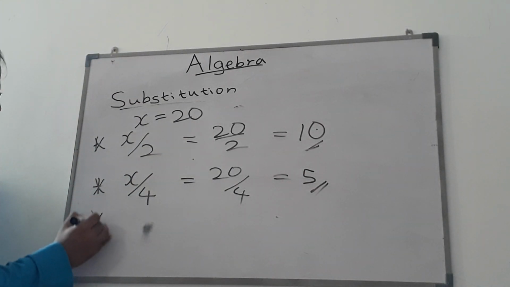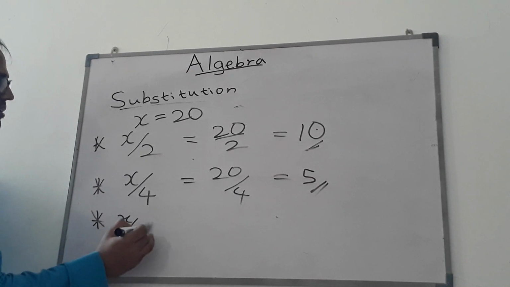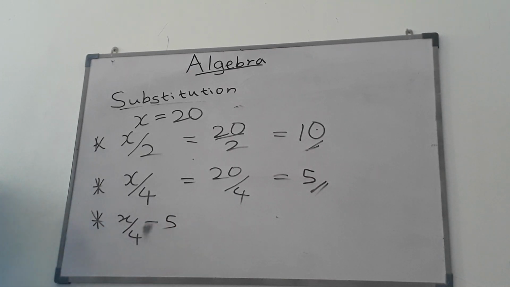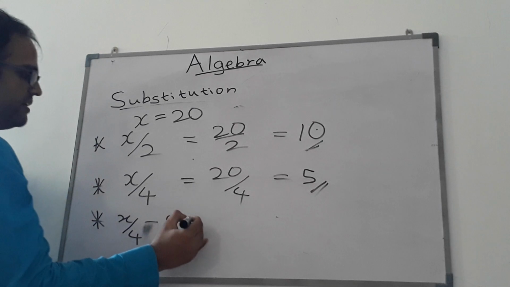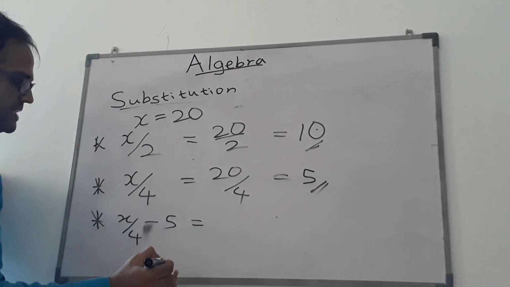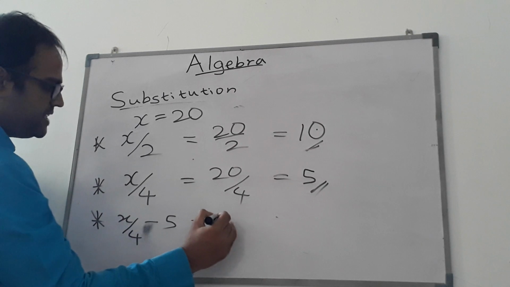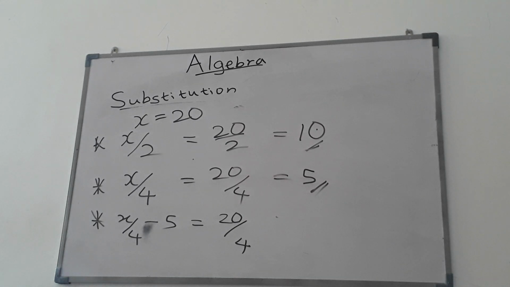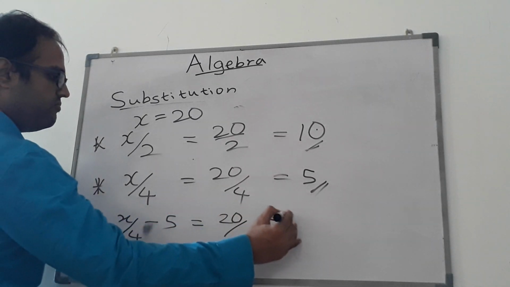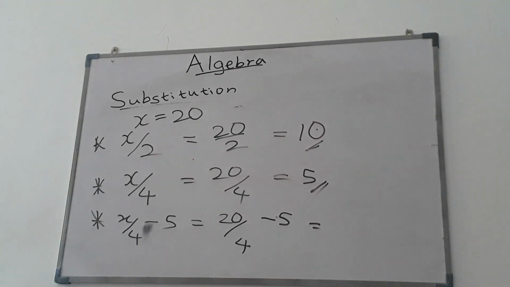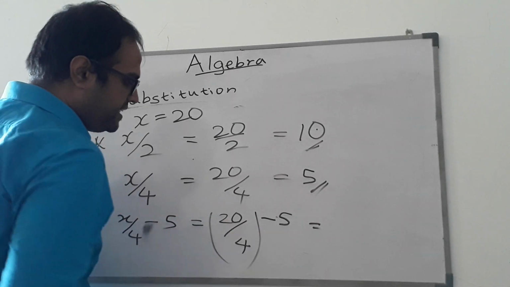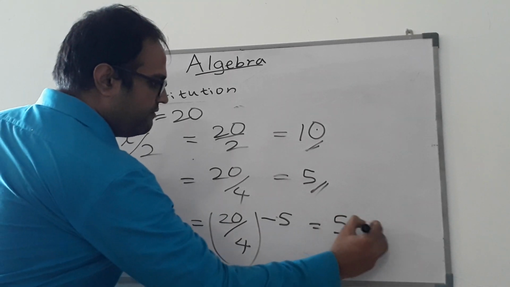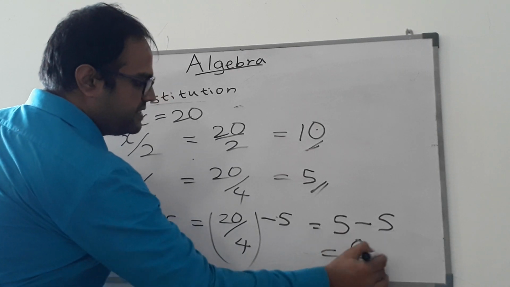And the final question is x divided by 4 minus 5. We want to find the answer for x divided by 4 minus 5. We know x is 20. So x divided by 4 means 20 divided by 4, minus 5. First we have to find the quarter of 20, or 1/4 of 20. So it will be 5. 5 minus 5, answer is 0.